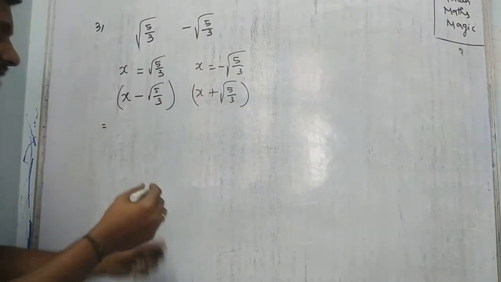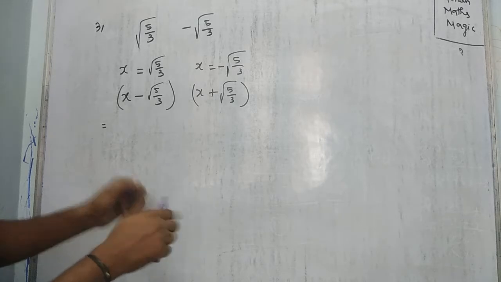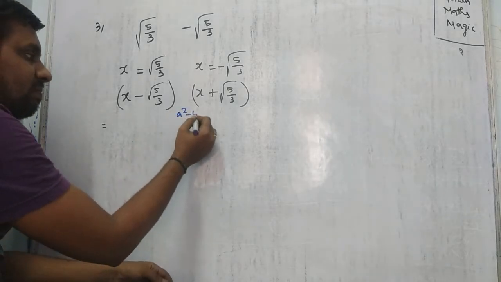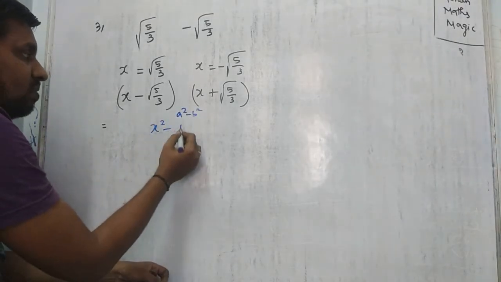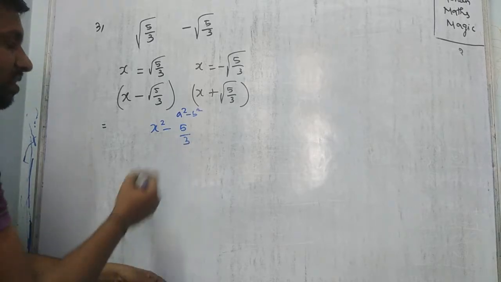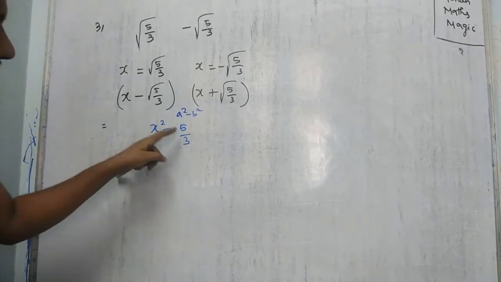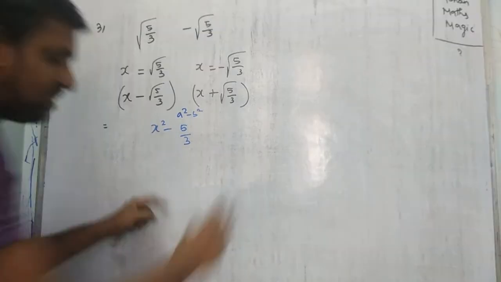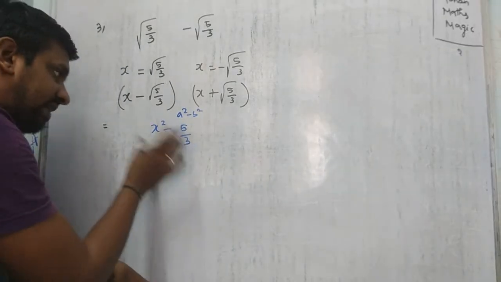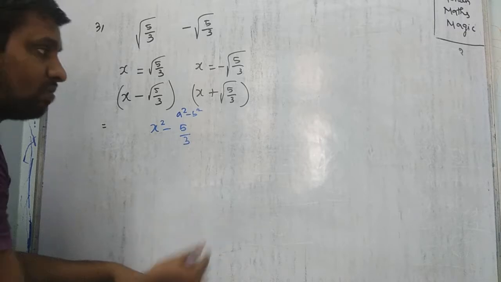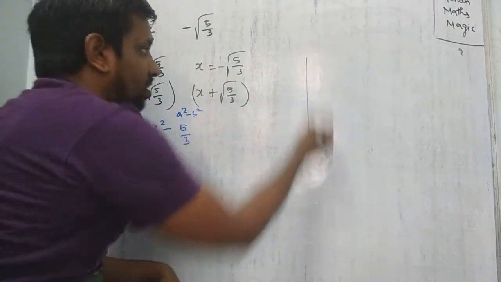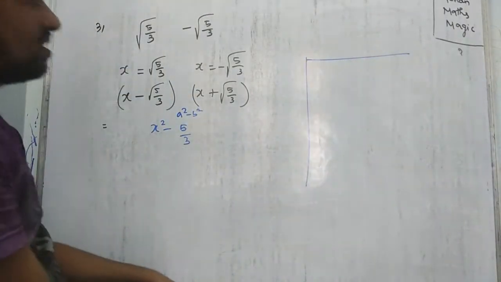Now multiply normally. So (a plus b) into (a minus b) is the formula a square minus b square. This will become a square minus b square. There are two methods. You can divide by 3x square minus 5, or by x square minus 5 by 3; either way the same answer comes. That is what I'm talking about here.